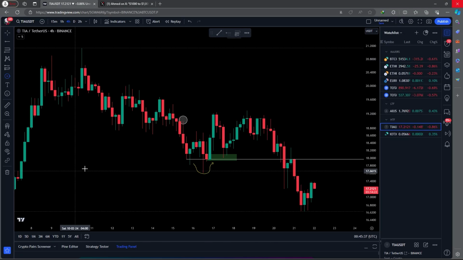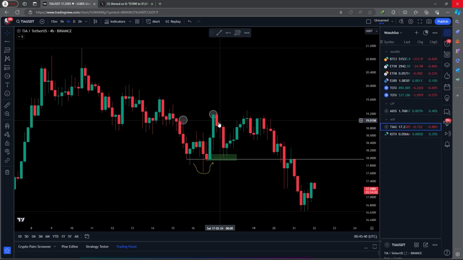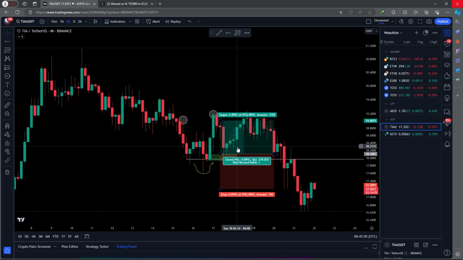Now over here, we have a break of this weak high. We come all the way back down. We do not exactly retest the range low, but because there was an order block over here, your entry point would start from somewhere over here. Okay, and that is it.